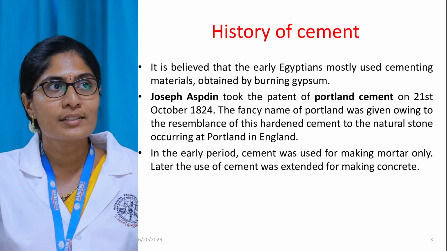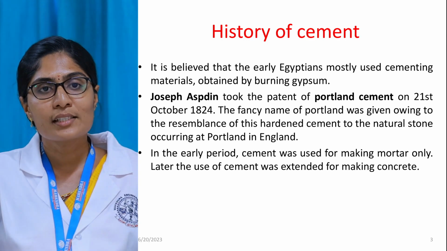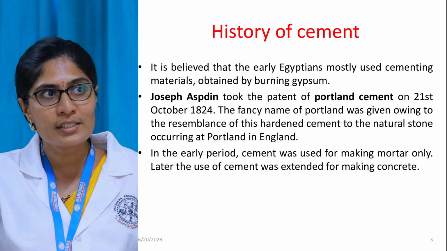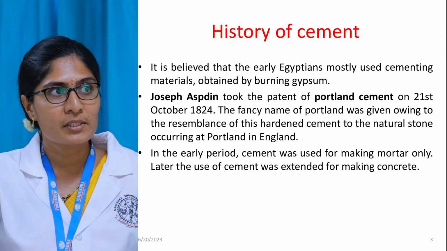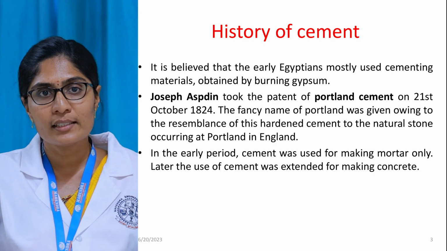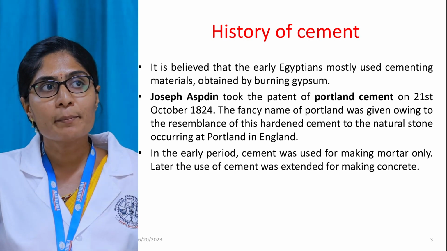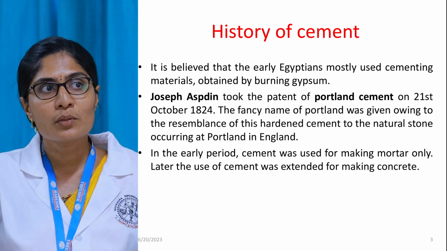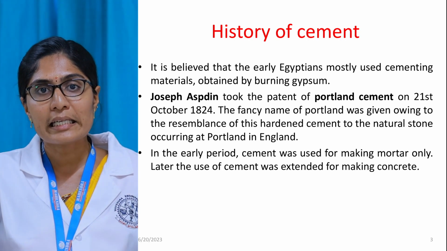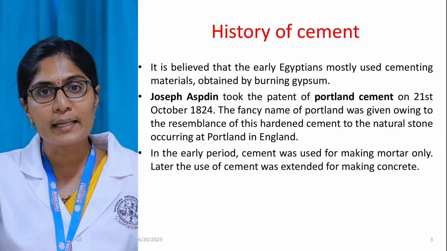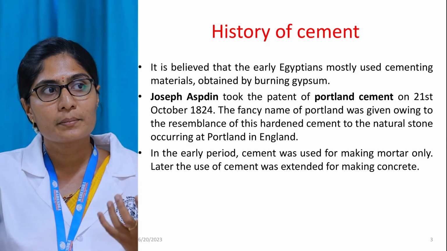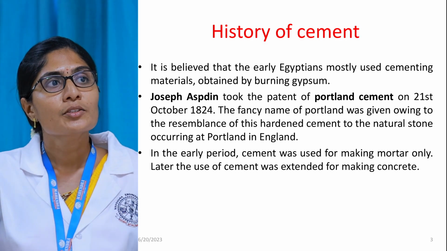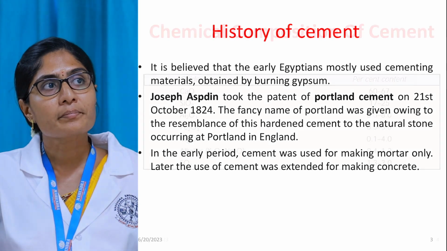Next we'll deal with the history of cement. In the earlier stages, Egyptians and Romans mostly used cement, and it was obtained by burning gypsum. Later, Joseph Aspdin, a scientist in England, patented Portland cement in 1824. The term Portland cement was coined because of a stone in England that resembled it. So the term Portland was coined from the place in England. That is how Portland cement came.